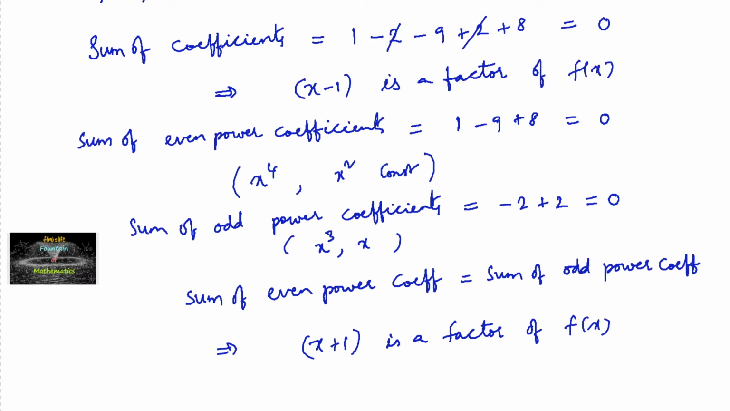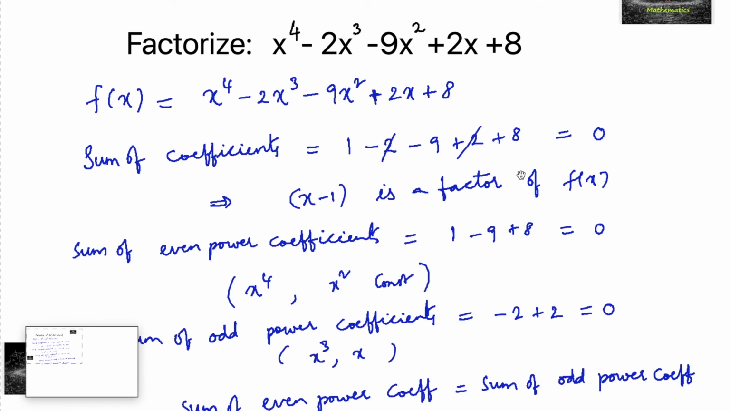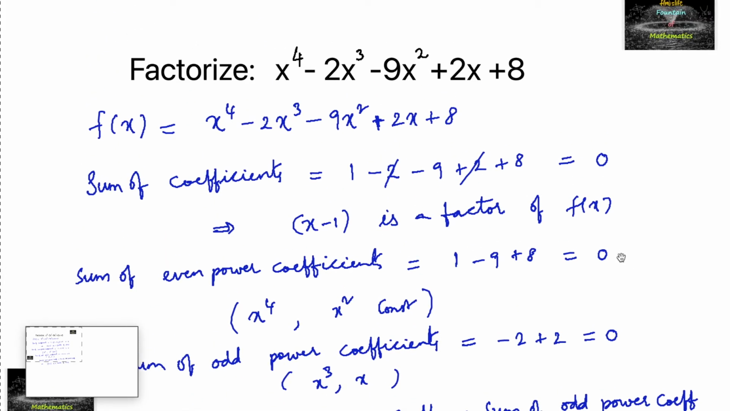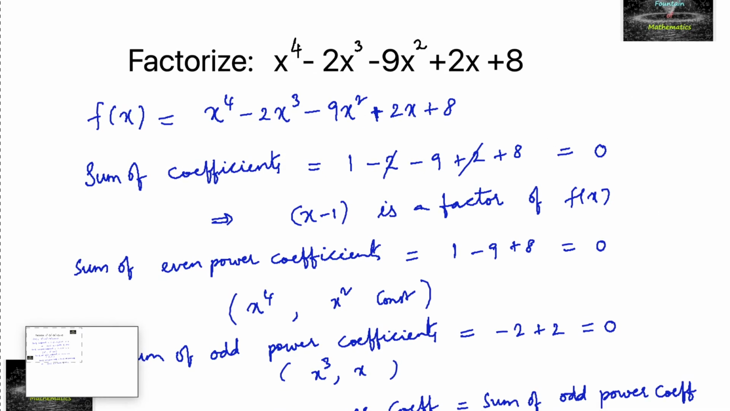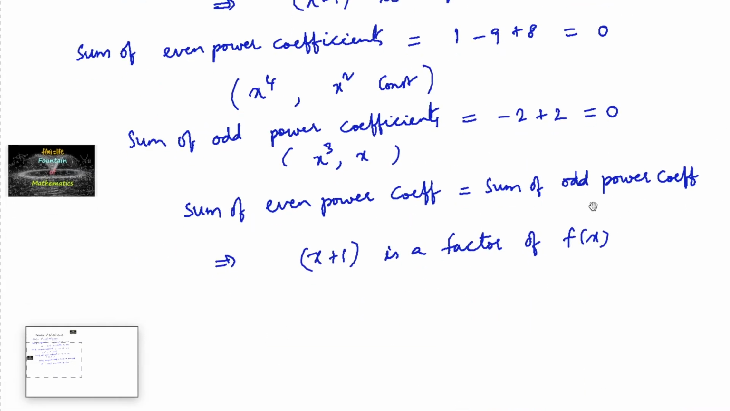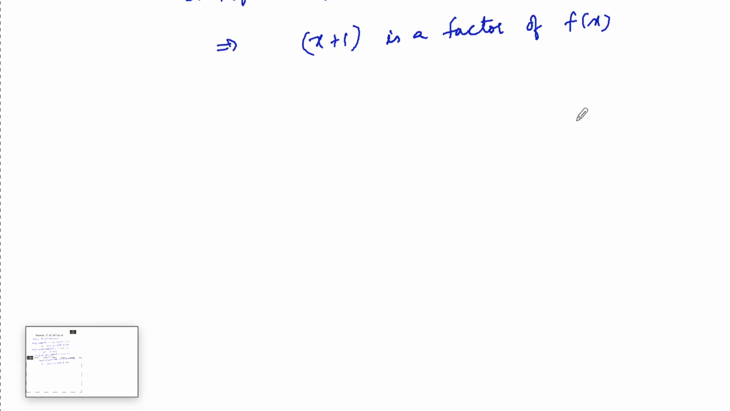So these are the things we need to perform before going for the synthetic division method. If we find at least one or two factors, we can find the other factors easily. So our polynomial f of x, x power 4 minus 2x cube minus 9x square plus 2x plus 8, has two factors, x minus 1 and x plus 1. Now, using the synthetic division method, let's find the other factors.